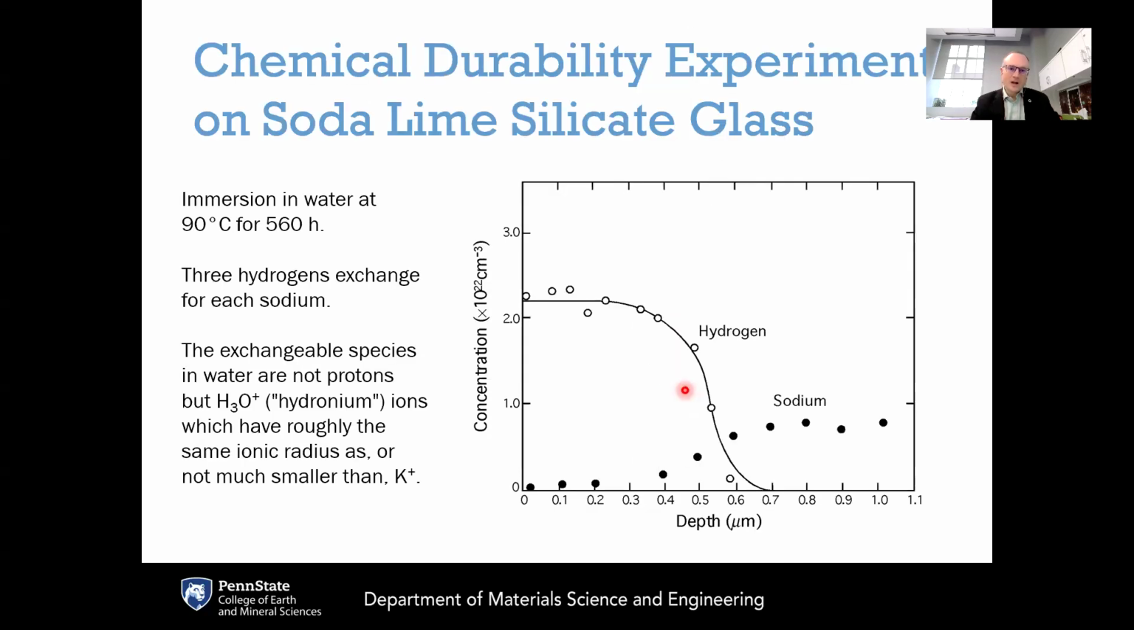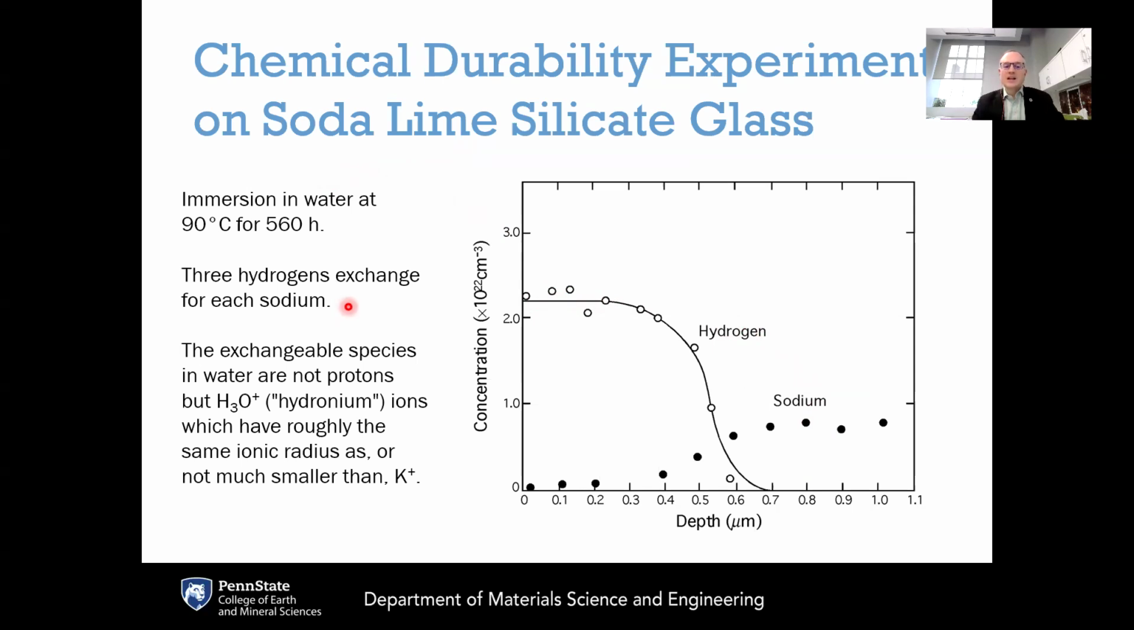The plot here shows the concentration of hydrogen that gets released into the glass. This is showing the ion exchange reaction that occurs between hydrogen and sodium. This experiment was conducted on soda lime silicate glass that was immersed in water at 90 degrees Celsius for 560 hours. And the interesting thing that you'll see is that the amount of hydrogen here is significantly greater than the amount of sodium. In fact, it is about 3 hydrogens exchanged for each sodium.